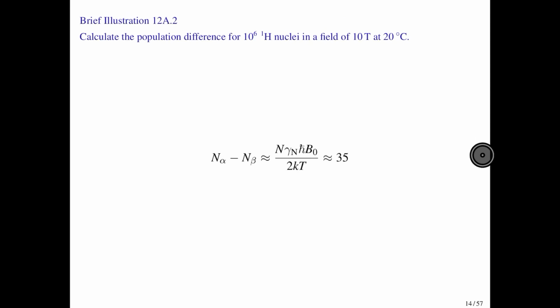This illustration here just illustrates what I've stated. They want you to calculate the population difference. Supposing that you had 1 million protons and the magnetic field was 10 Tesla at 20 degrees Celsius. So they just want you to calculate this quantity. And so out of 1 million nuclei, there's a difference in population of about 35 nuclei. Okay, so that's what you're trying to detect, 35 out of 1 million, which is low, right? So that's why your NMR spectrometers need to be quite sensitive.